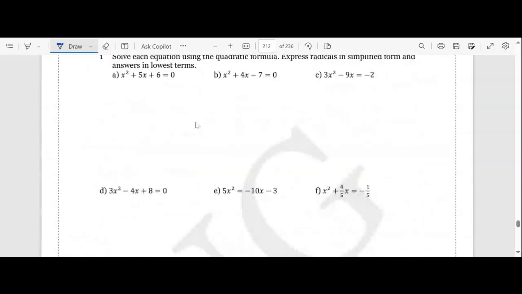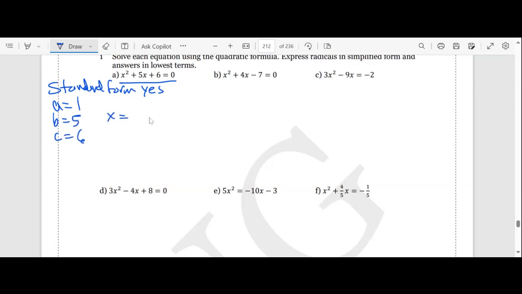Let's go for the first one. Solve each equation using the quadratic formula. Express radical in simplified form and answer in the lowest term. First, I have to look, is this in standard form? The answer is yes. How much is A? How much is B? How much is C? Then you apply the quadratic formula.